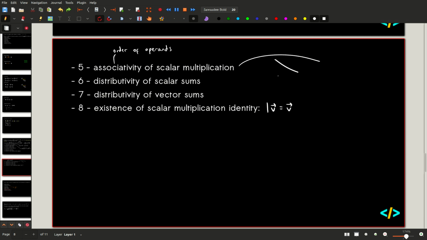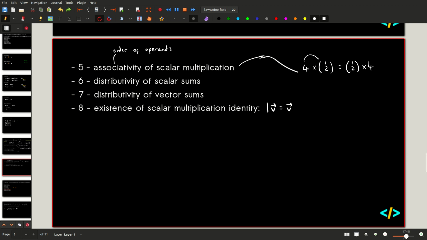Of scalar multiplication. The scalar multiplication of a vector is when we have some vector, let's say 1, 2, and we have some scalar like this, and that would result in this. So associativity of scalar multiplication tells us whether we do 4 times this vector, for example, or whether we do this times 4, this doesn't make a difference.